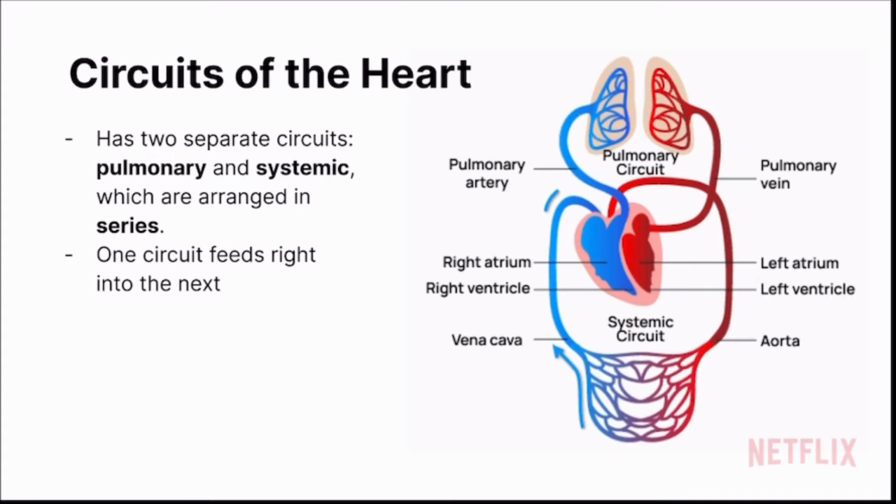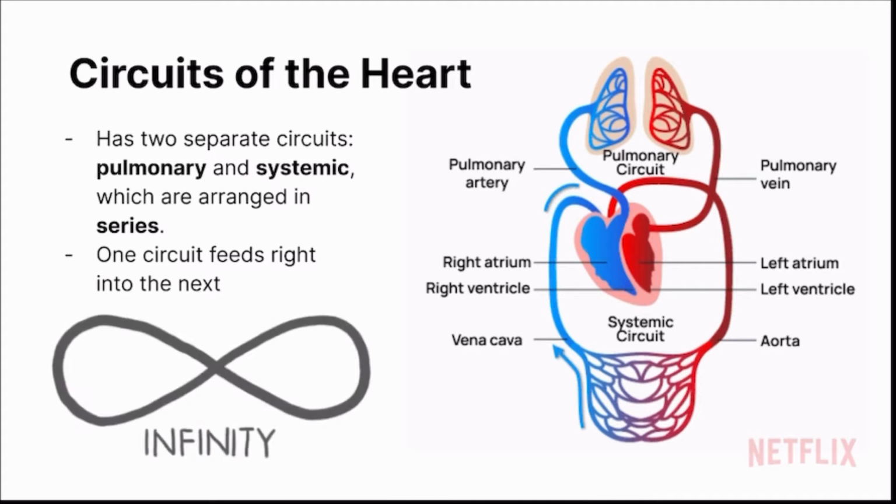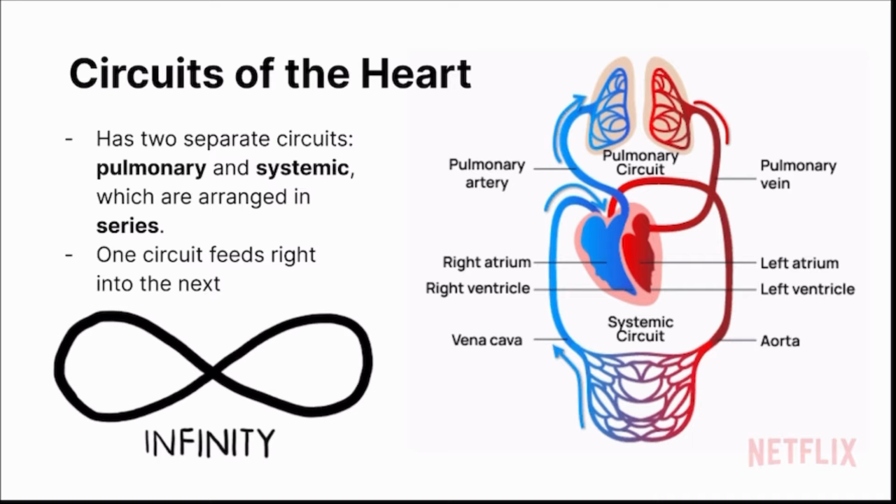To begin with the circuits of the heart, the human circulatory system is a double circulatory system. It has two separate circuits, pulmonary and systemic, which are arranged in series. That means that one circuit feeds right into the next, and they create what we call an infinity loop because they're intimately connected to one another.